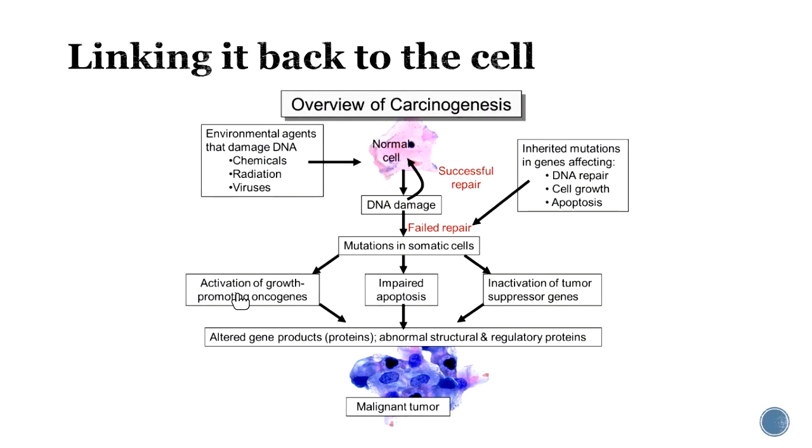You can activate the growth promoting oncogenes. So this is where the gas pedal is pressed down. Inactivation of the tumor suppressor genes, so when your brake pedal doesn't work. When you have combinations of all this, we start to get the cancer.